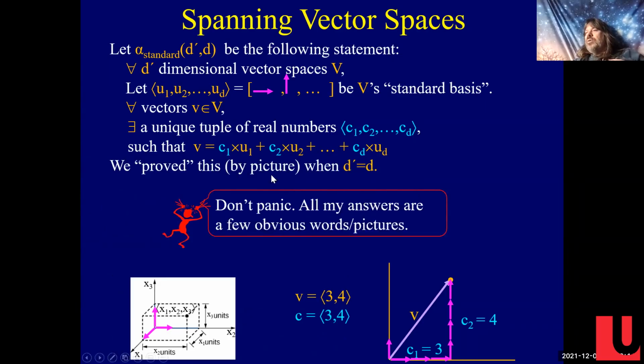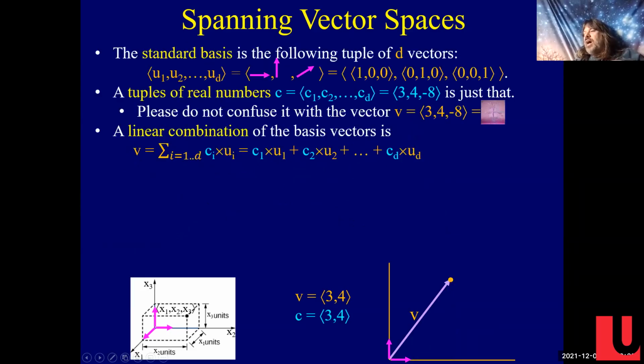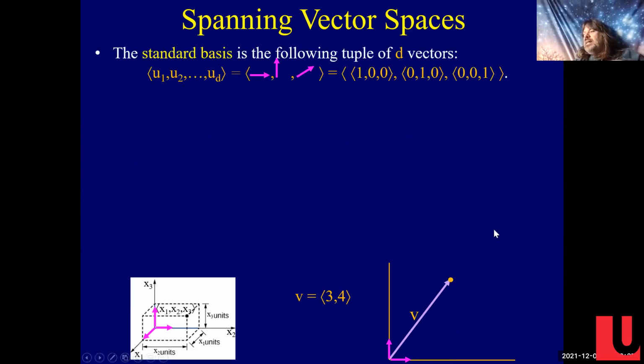Right, so we prove this by picture. When we have these vectors, here's proof by picture. This is what I mean by proof by picture. Here's a 2-dimensional vector space. Give me any 2-dimensional vector space, and here's the basis for it. Or here's a 3-dimensional vector space, and here's the basis for the 3-dimensional vector space.